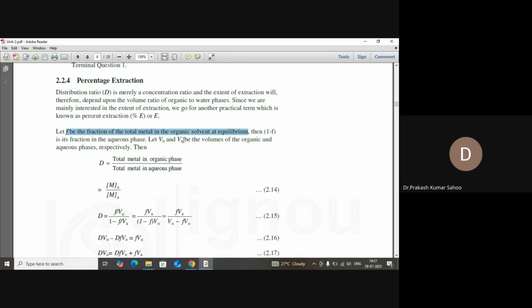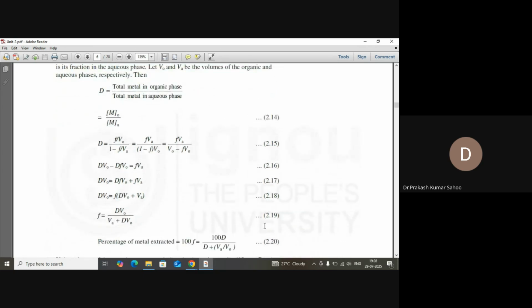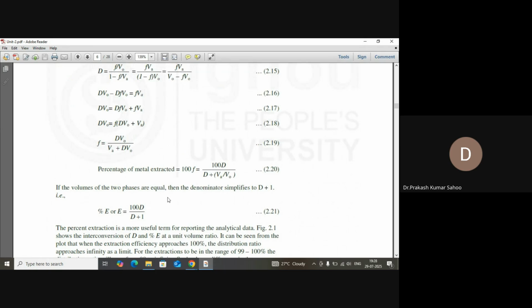F is the fraction of the metal ion in the organic solvent at equilibrium. That means in the organic phase we have the fraction F, and then 1 minus F will be the aqueous phase. So in the organic phase we have F by VO, divided by, in the aqueous phase, 1 minus F by VA. So F stands for organic and 1 minus F stands for aqueous. By simplifying all these equations, at the end we have percentage of E equal to 100 divided by D plus 1.